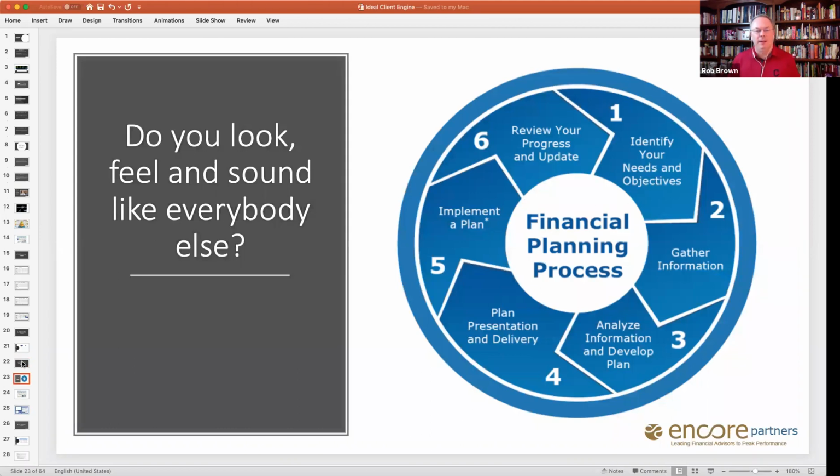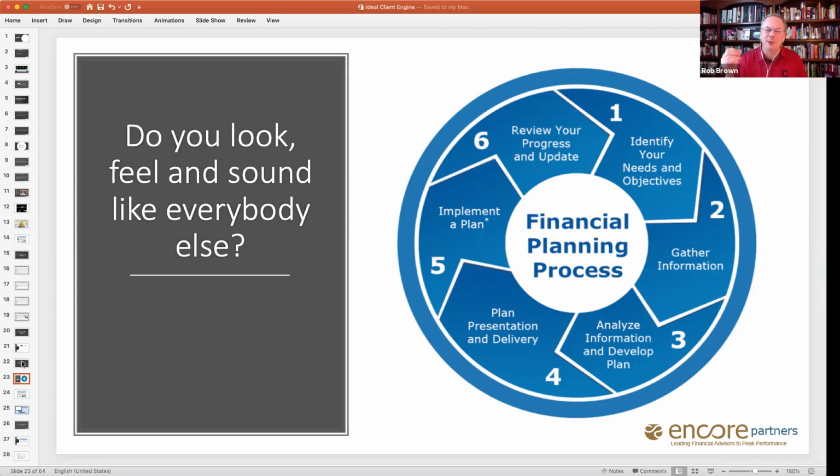This is a real problem in the industry today, even for some of the best planners and advisors I know. You look and sound like everybody else. How can you distinguish yourself from everybody else if the way that you describe your process is the same as everybody else does? This wheel on the screen in front of you now is a perfect example of that. There's nothing wrong with these 6 steps. I mean, that is the financial planning process, but it's not how you uniquely apply that process to help your clients get from their point A to their point B.